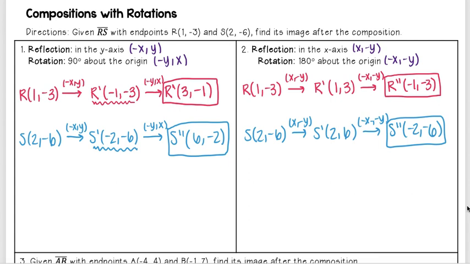Okay, so the answers you should have gotten were R double prime was (negative 1, negative 3), and S double prime was (negative 2, negative 6). The rule for the reflection in the x-axis is (x, negative y). The rule for the rotation of 180 degrees is (negative x, negative y). So again, I took my first point, I did the reflection, and then I used this new point to do my rotation. So again, this point came from the previous.